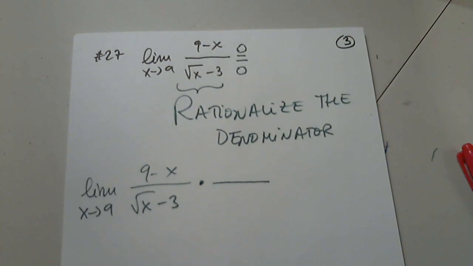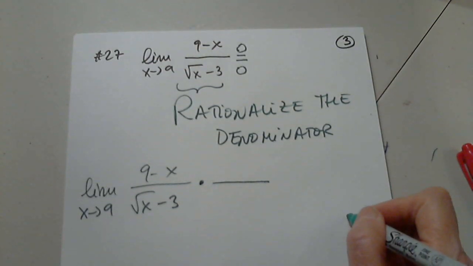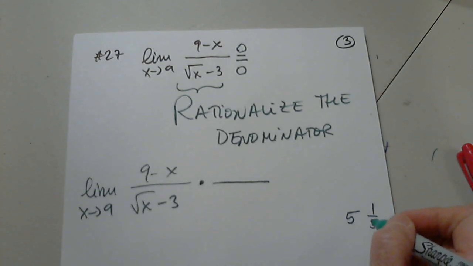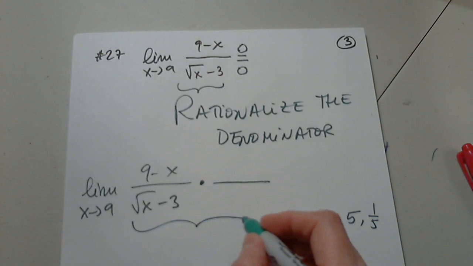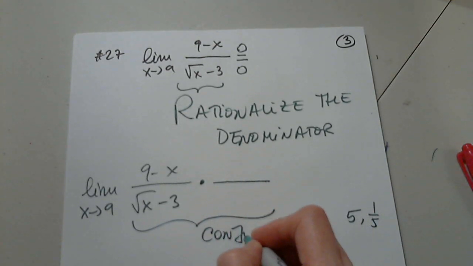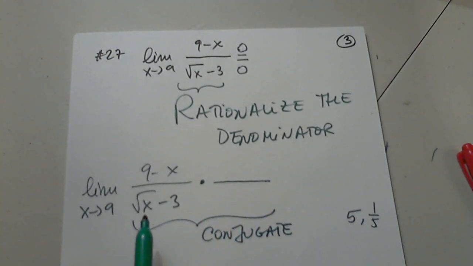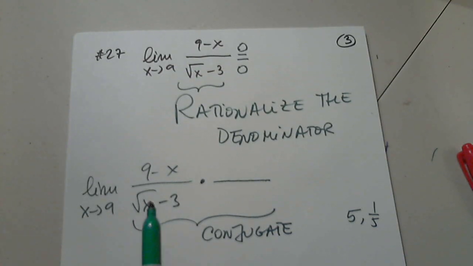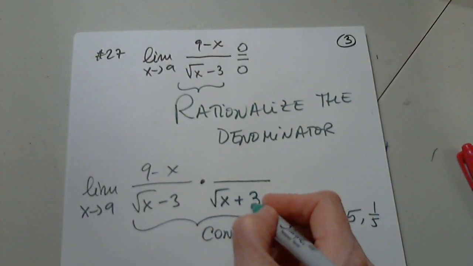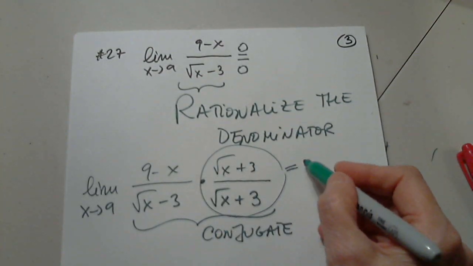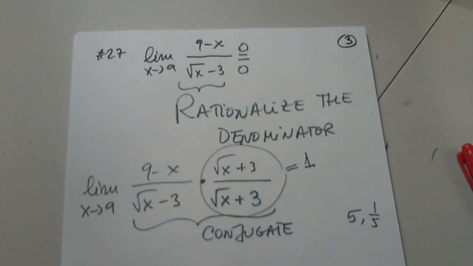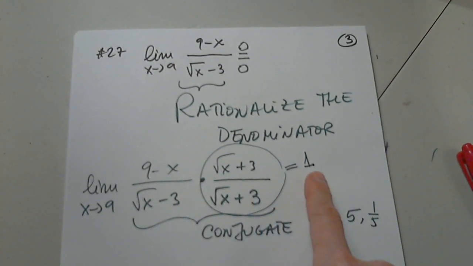It's okay, reciprocal? Not the inverse. Careful. The inverse of 5 is 1/5. That's the multiplicative inverse. What we need is called the conjugate. So if I have the square root of x minus 3 here, I need the square root of x plus 3. But it has to be top and bottom because this must equal 1. I cannot change the function, but multiplying it by 1 is not going to change anything.